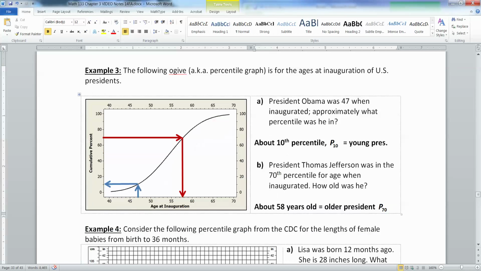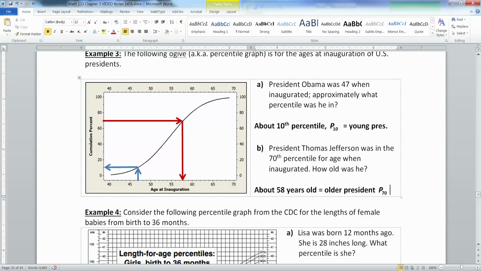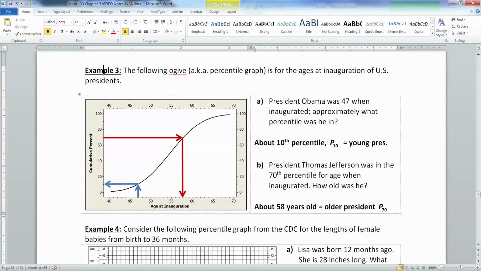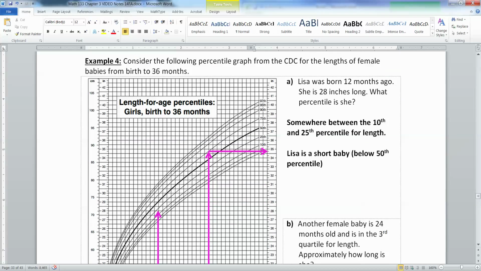Right? Being in this P70 means that he's older. Now, this seems all well and good. You might be thinking, when am I ever going to see this in real life? Oh, just wait for it.